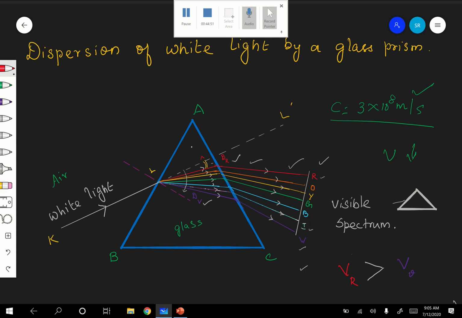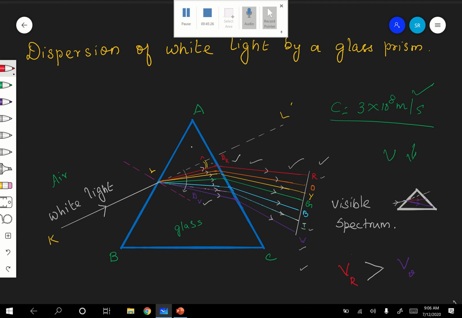Just listen. This is the actual path of the ray, and here it is slightly deviated as red, and here it is violet, right? I am drawing only the extreme rays, red and violet, in between all the other rays. You cannot just extend it like this, the red ray. Why? Because it is suffering one more refraction.